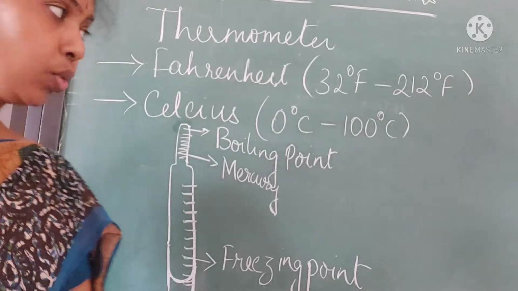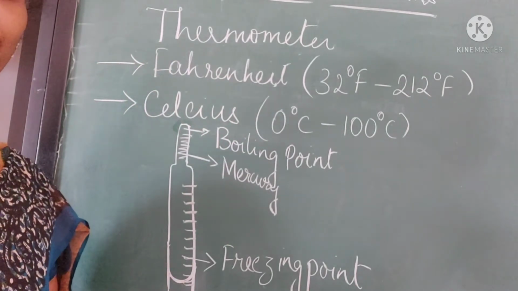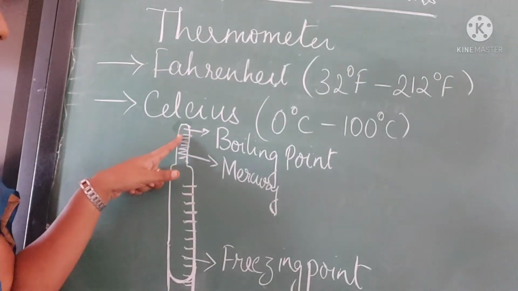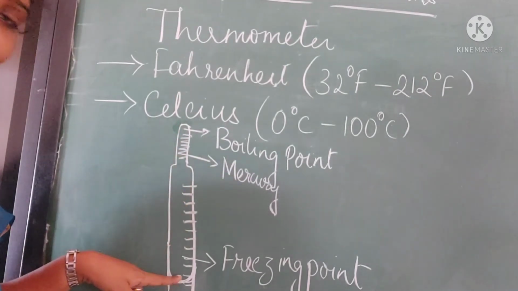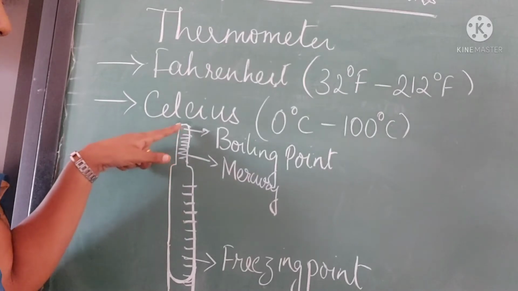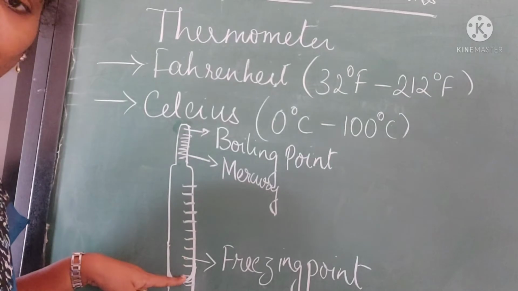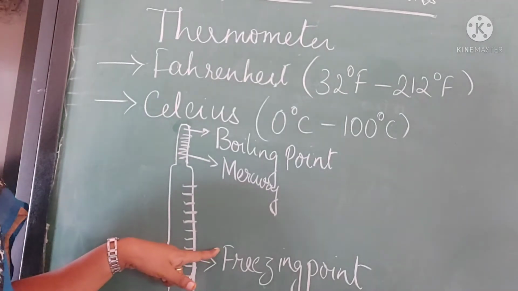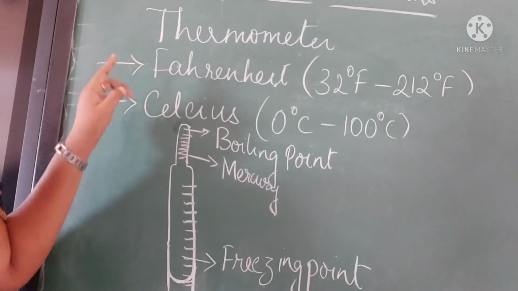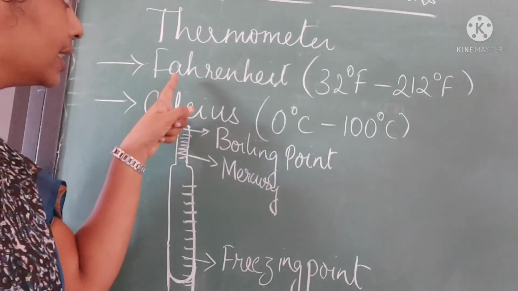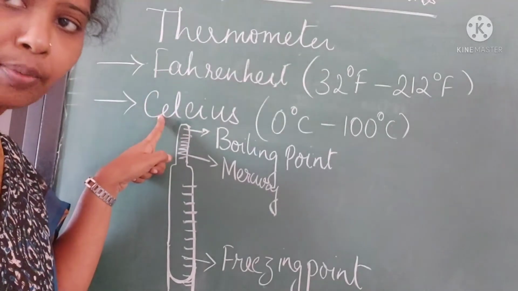The first instrument we are going to see is a thermometer. This thermometer has one side an open end and one side a closed end. One side will show the boiling point and one side will show the freezing point of water. This thermometer is of two different types. One is the Fahrenheit thermometer and the second one is the Celsius thermometer.